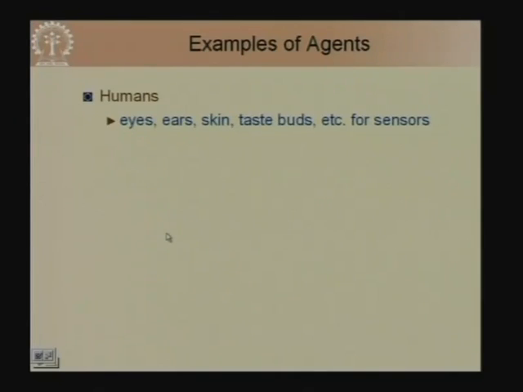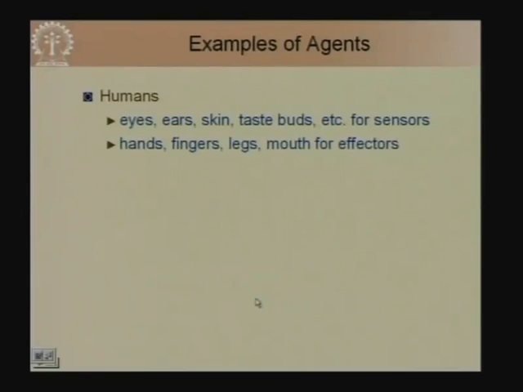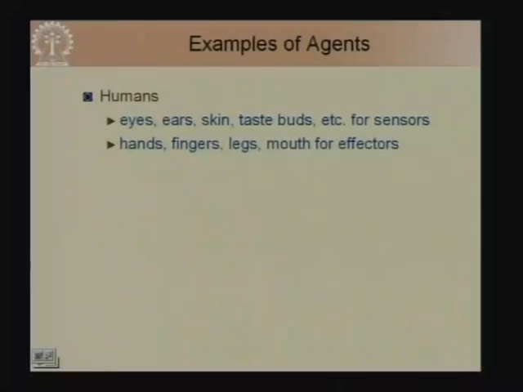So, what are our sensory organs? We can see with our eyes, we can hear with our ears, we can smell, we can touch, we can taste. These are the 5 primary input mechanisms that we possess. What are the actuators that we possess? We have our hands with which we can take some action, we have our fingers, we have our legs, and several other things, our mouths, with which we can take our actions.